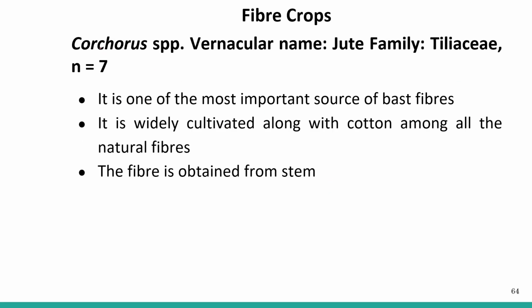Okay, so the next species is the Corchorus species. Vernacular name jute, and the family that it belongs to is Tiliaceae. So these are very important points. Corchorus species belong to which family? That is Tiliaceae. This has been asked many times in the examination. It is one of the most important sources of bast fibers. Again, this plant is also used to take out bast fibers.